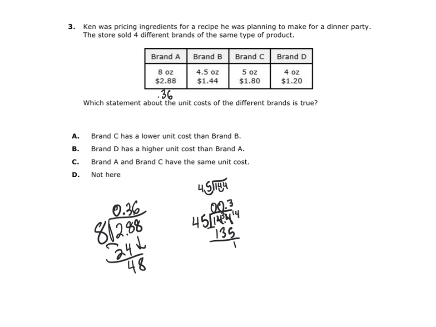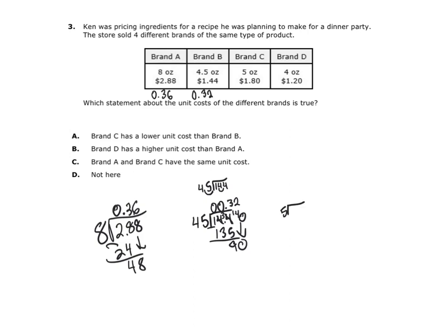14 minus 5 is 9. So now we have to add our 0, bring it down. 45 goes into 90 twice. And it is 90. So we get 0.32 for brand B. Let's continue on with the next one.